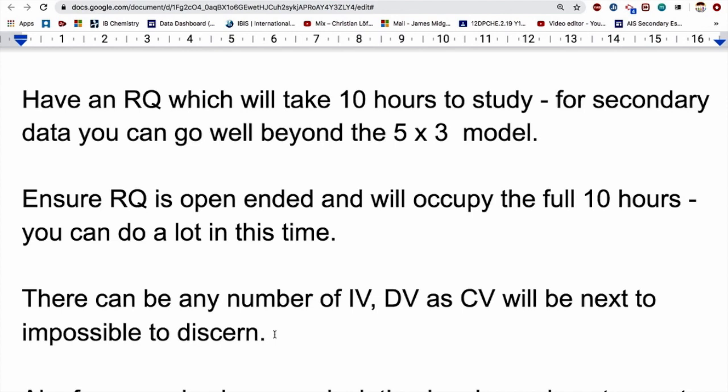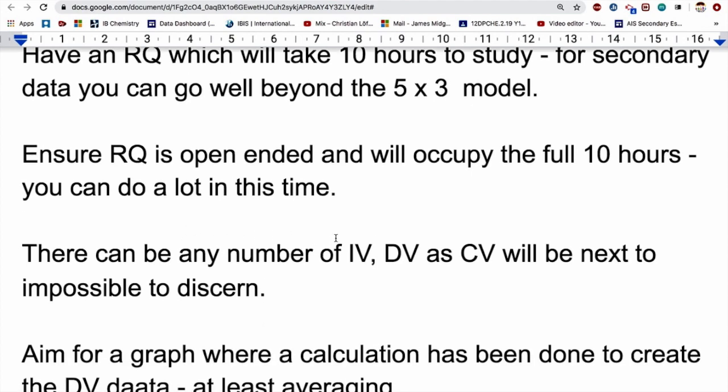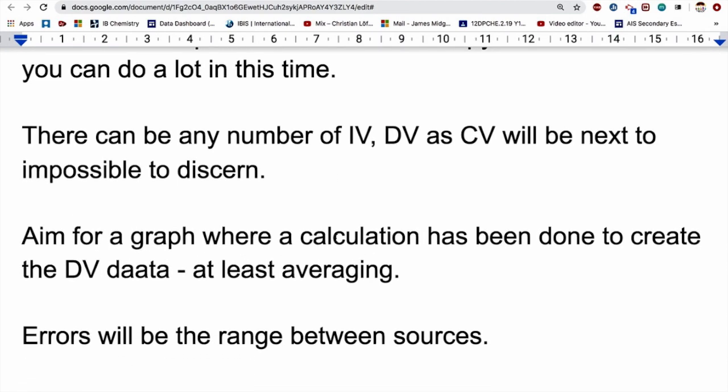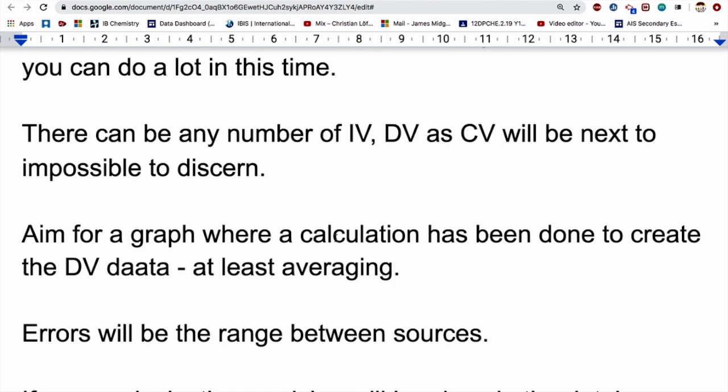So be free to go beyond the 5x3 5IV in triplicate model, which we've been using for experimentation successfully for many years. So your research question is not restricted by the effect of X on Y. You can look at many different independent variables. You can look at many different research questions or a multifaceted research question. The thing that people are going to fall down on is being restricted by the old model, using that for database. First point. Ensure your research question is open-ended and occupy the full 10 hours. We've done that. You can have any number of IV, DV, because don't forget your control variables will be almost next to impossible to discern. You're going to be looking in databases, you're going to be looking at simulations.